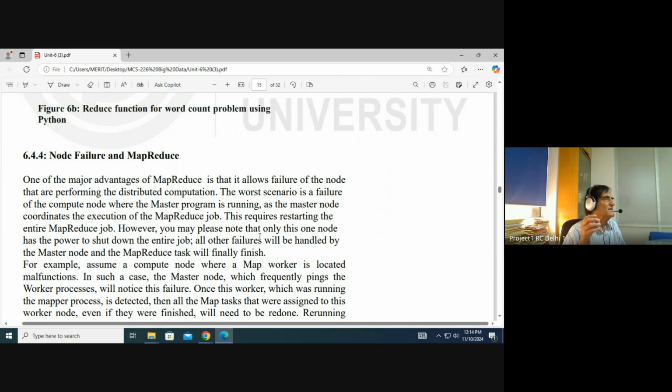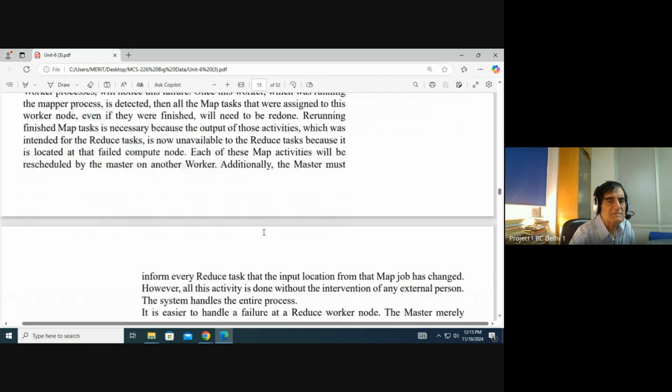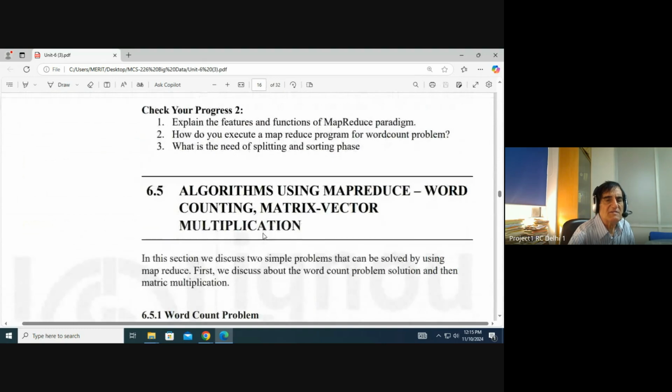क्योंकि हमेशा जब अगर एक प्रोसेस एक कंप्यूटर में n number of processors हैं तो processor 1 takes up the leading role. अगर उसमें कुछ प्रॉब्लम होता है then it's a serious thing. However, you may please note that only this one node has the power to shut down the entire job. All other failures will be handled by the master node, और वही जो मेन नोड है वही हैंडल करता है. अगर भाई मेन नोड पर कोई प्रॉब्लम आ जाएगा it will shut down the system. That part as a leader.